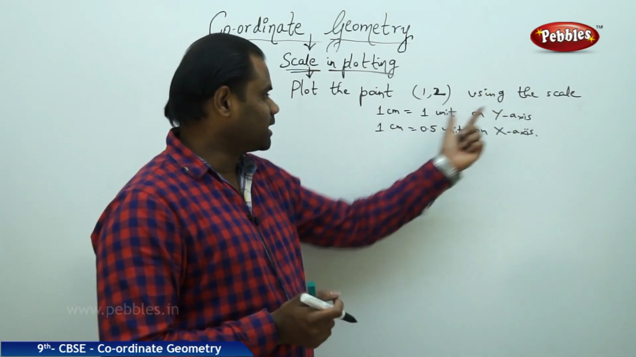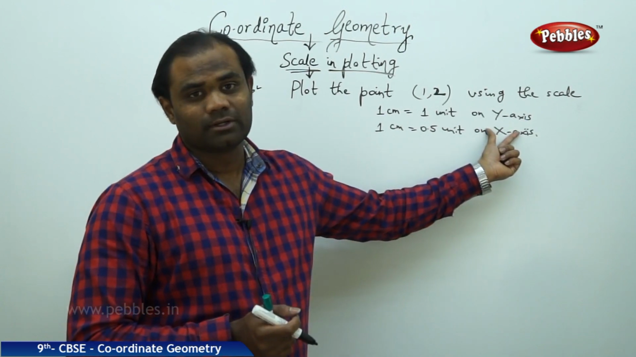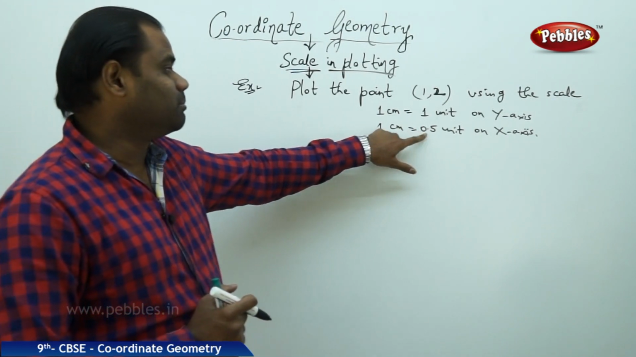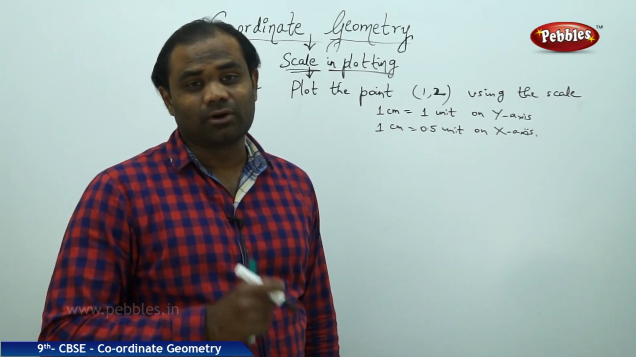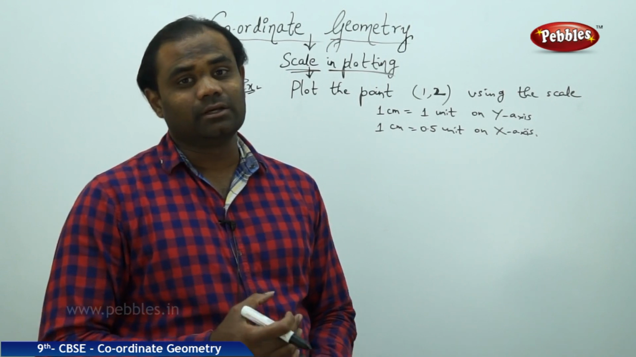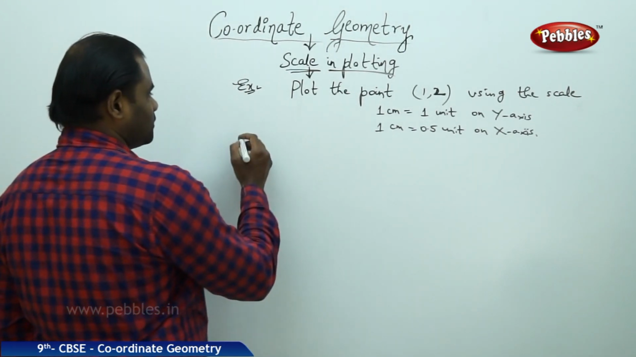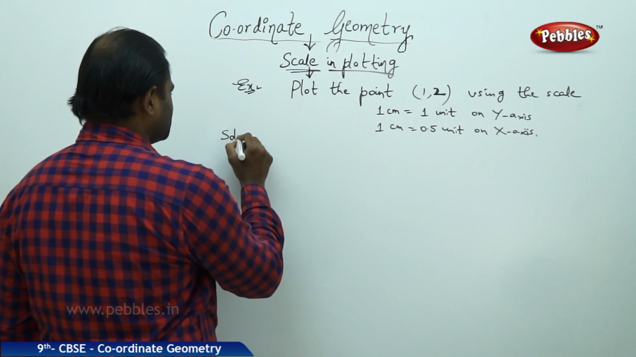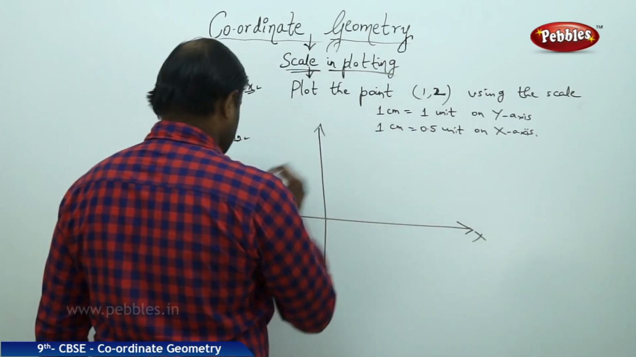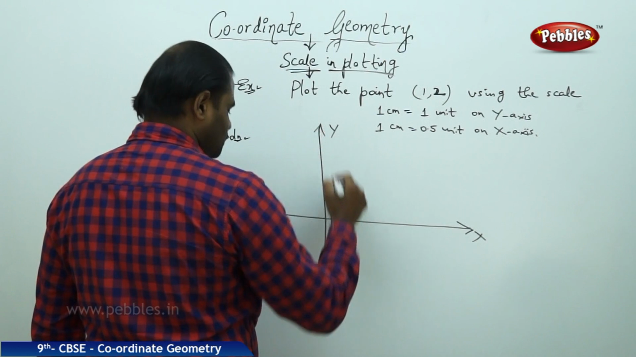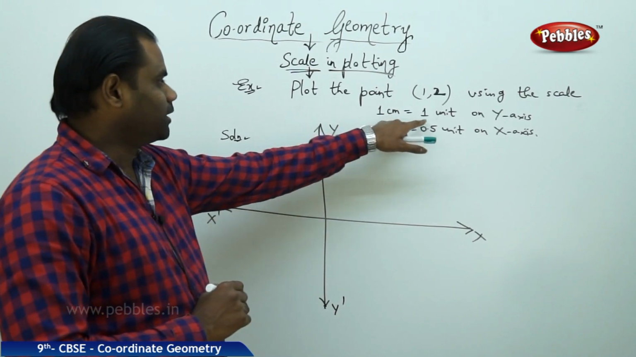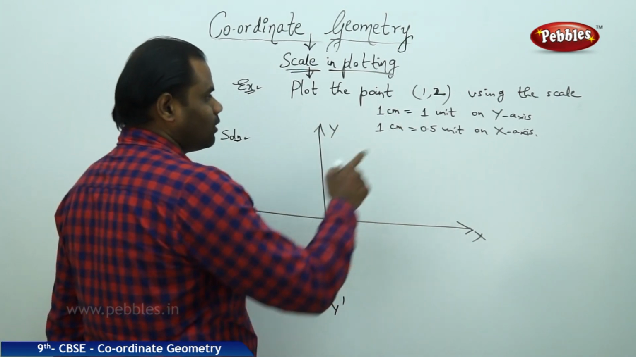Now the scale in this problem says 1 centimeter is 1 unit, which we need to take on the y-axis, and every 1 centimeter of the grid in the graph sheet should be measured as 0.5 units on the x-axis. So let's see how we understand the scale concept practically on the graph sheet. Let me take the xy coordinate system, x', y'. Here my point refers to 1 centimeter being 1 unit on the y-axis.